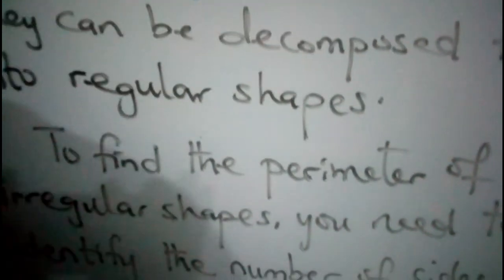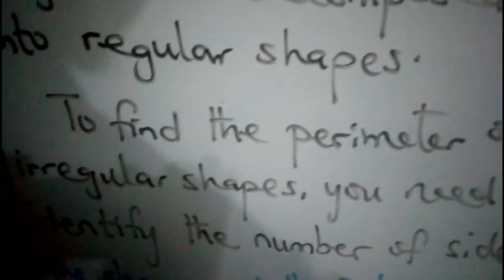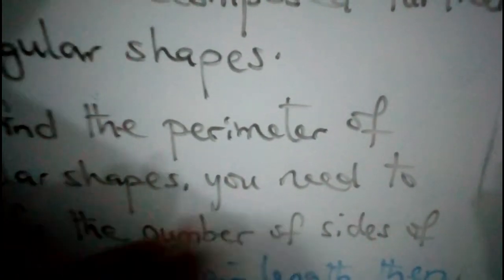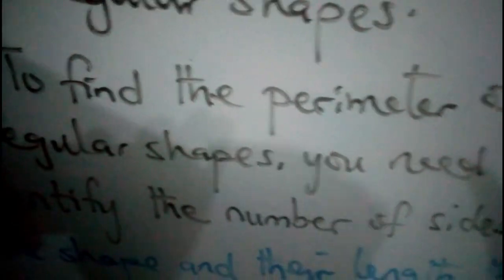Perimeter now. Remember, like I told you in the last class, that perimeter is the total distance around the shape. So to find the perimeter of an irregular shape, you need to identify the number of sides the shape has, and their lengths. Then you add all the lengths of the sides together. I repeat, to find the perimeter of irregular shapes, you need to identify the number of sides and their lengths, then you add up all the lengths. That gives you the perimeter of the shape.